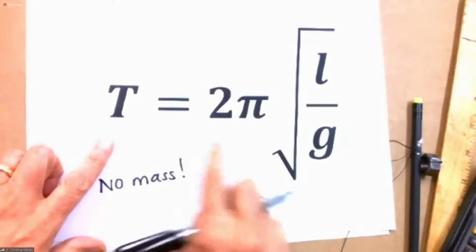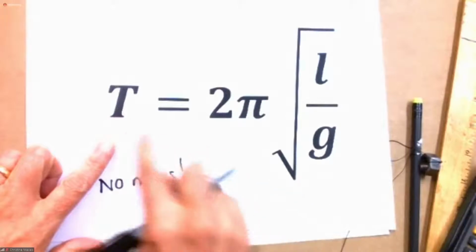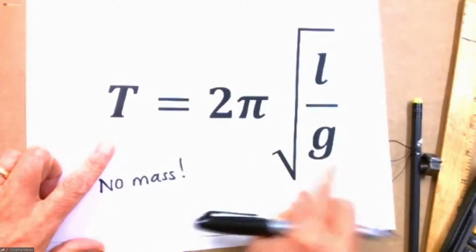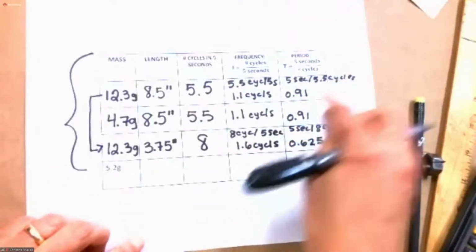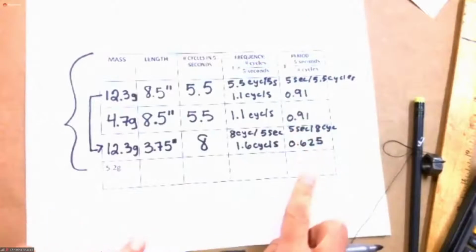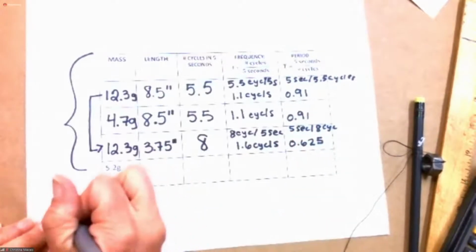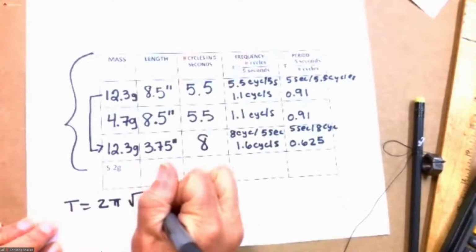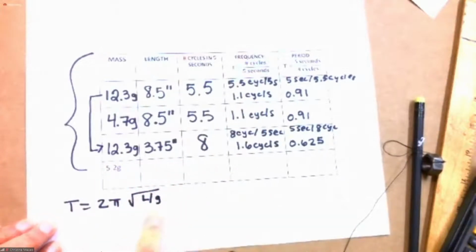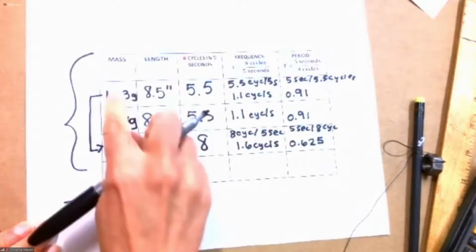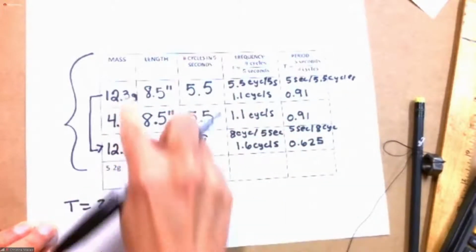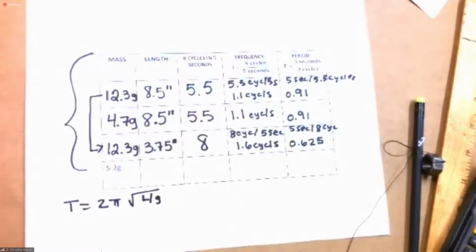So what I want to do now is take this formula over here, 2 pi L over G, and I want to see how close we really were with these period measurements that we got over here. So let me write this down. T equals 2 pi square root of L over G. We're going to use this formula and see what kind of values we get for the period of each of the three pendulums that we just looked at.